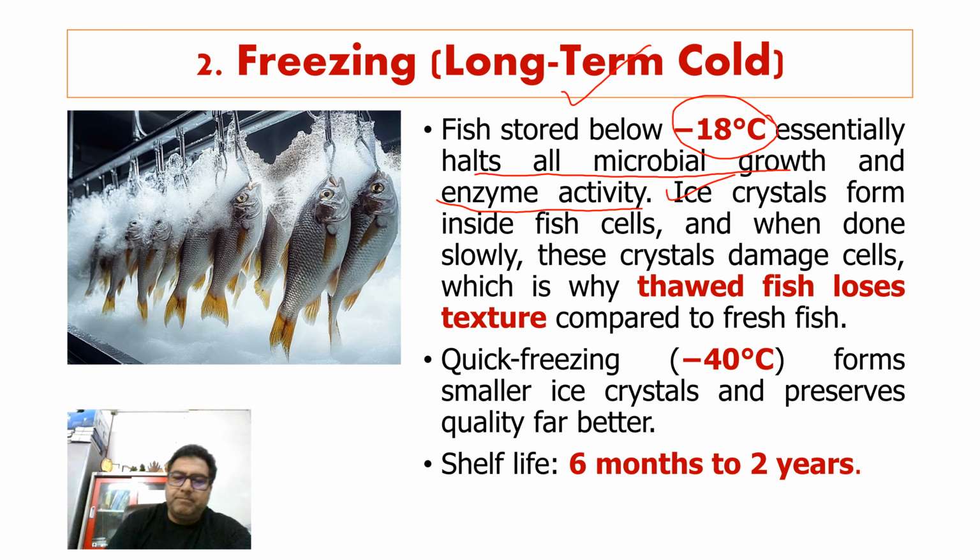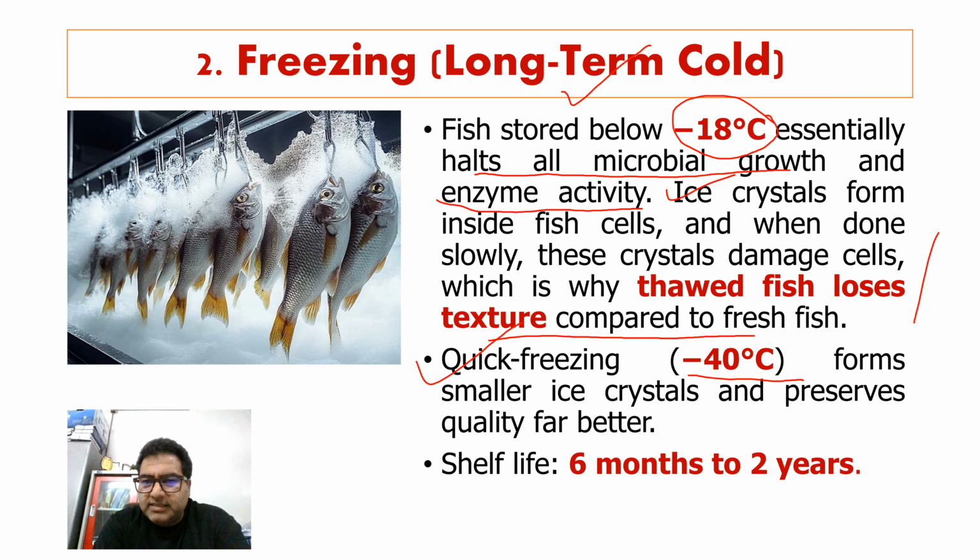So in this case, the ice crystals form inside the fish cells, and when this is done slowly, these crystals damage the cells. That is why thawed fish loses texture compared to fresh fish. Now, what is thawing? When we de-ice, we call it thawing. We defreeze it. Quick freezing at minus 40 degrees centigrade forms smaller ice crystals and preserves the quality far better. So there are two methods. One is quick freezing and the other is slow freezing.